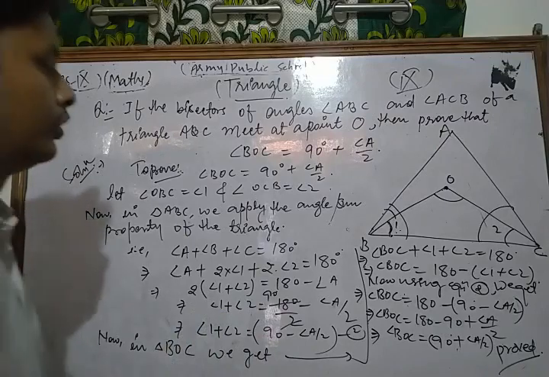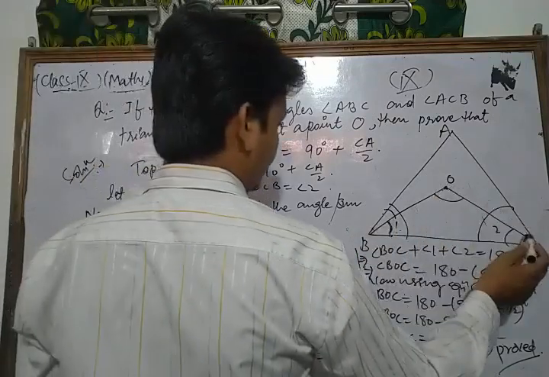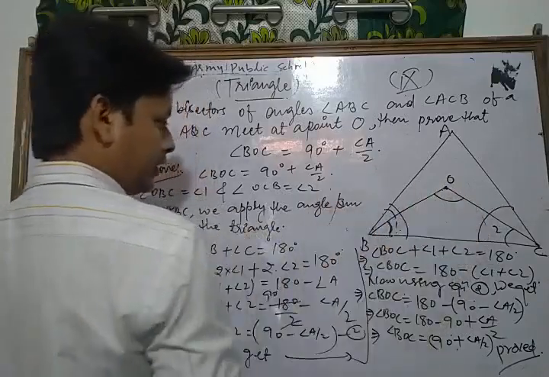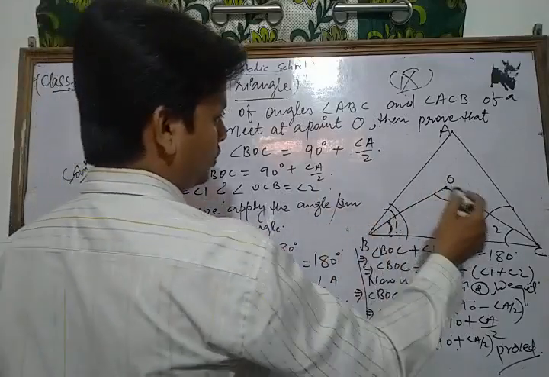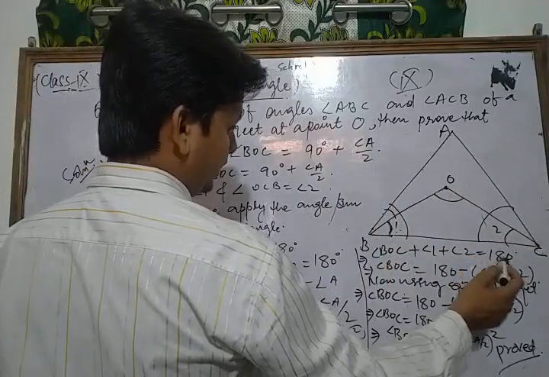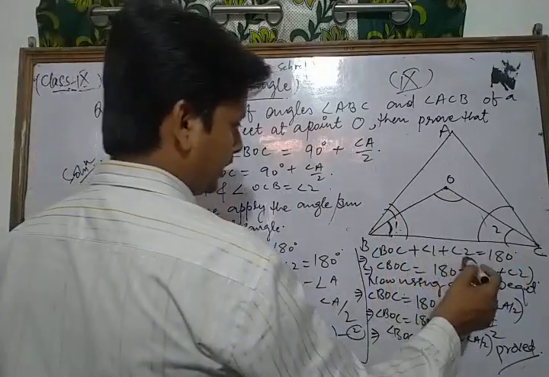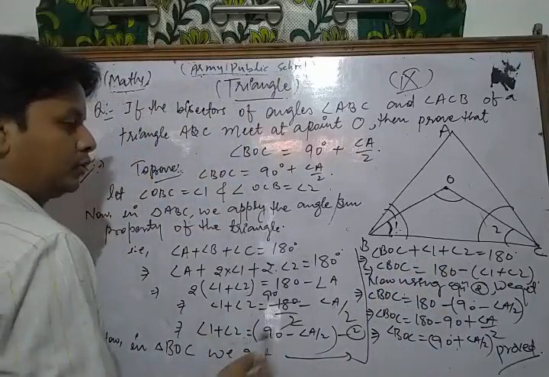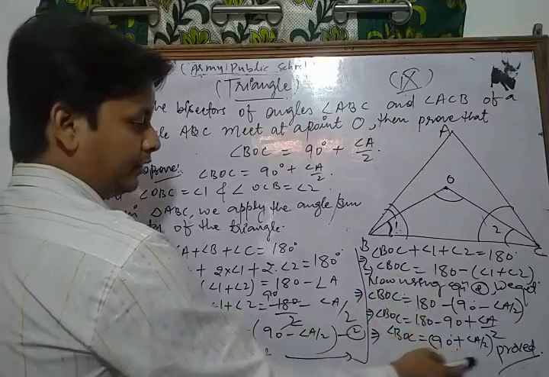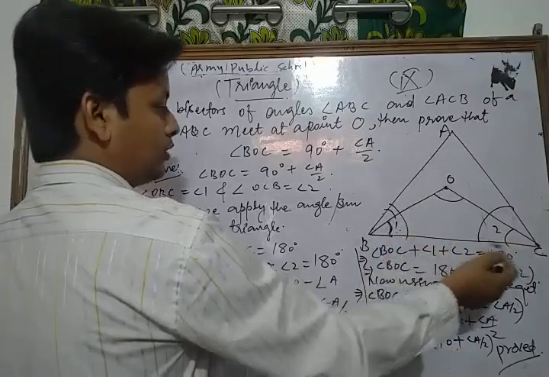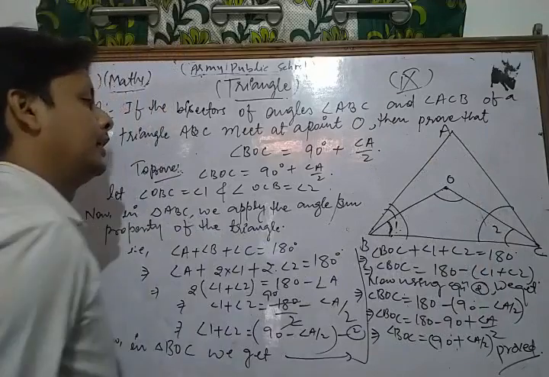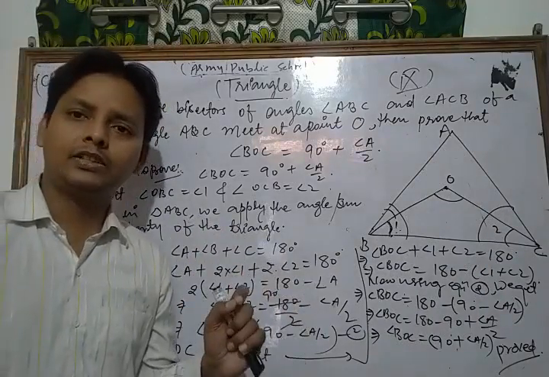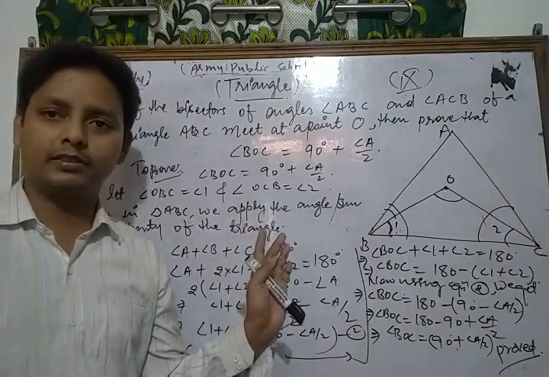Now we take triangle BOC. In triangle BOC we again apply the angle sum property of the triangle, that is angle BOC plus angle 1 plus angle 2 is equal to 180. Now we transfer angle 1 plus angle 2 to that side. Using equation 2 we put the value of angle 1 and angle 2 in that equation and simplify them. We get our result, that is angle BOC is equal to 90 degree plus angle A by 2. So in this way you can solve that type of question. Now we take and solve some important questions based on that result.